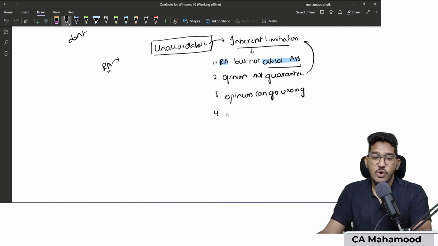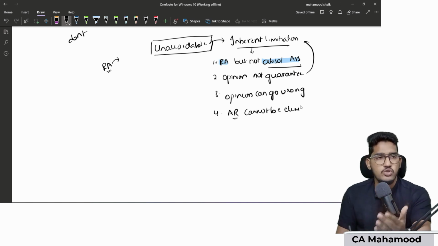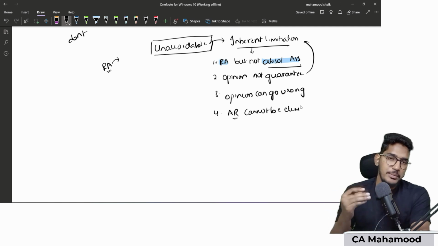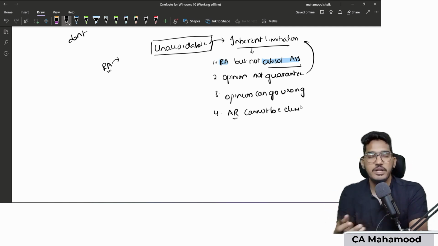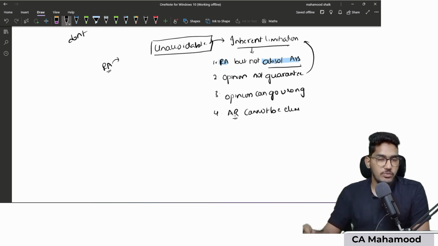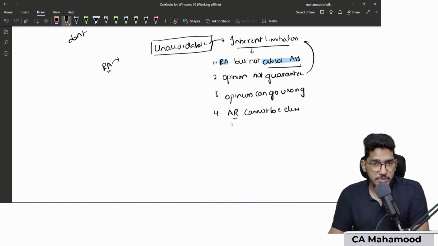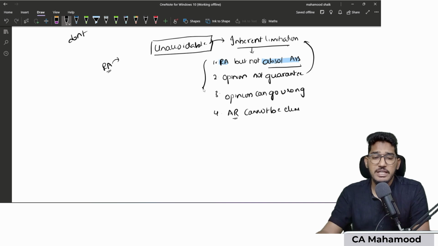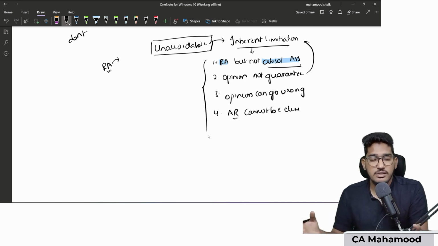And also there is always audit risk associated with the auditor. Audit risk cannot be eliminated or reduced to zero. Audit risk means nothing but the risk of the auditor's opinion going wrong. Because of inherent limitations, there is always a possibility of the auditor's opinion going wrong, which means there will always be an audit risk no matter what you do. So these are the four implications of inherent limitations, the impact they have on the audit.